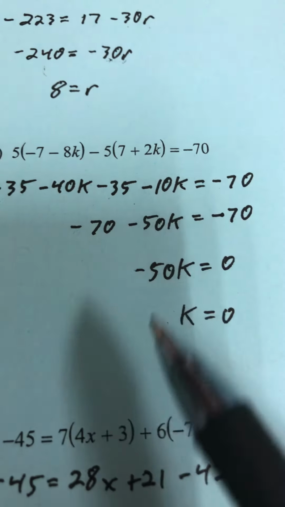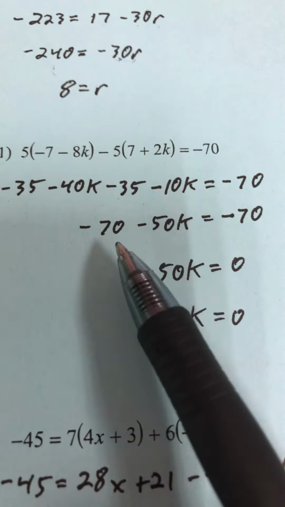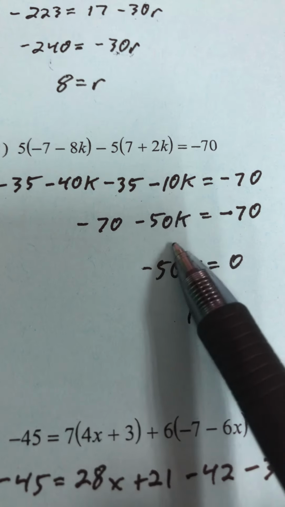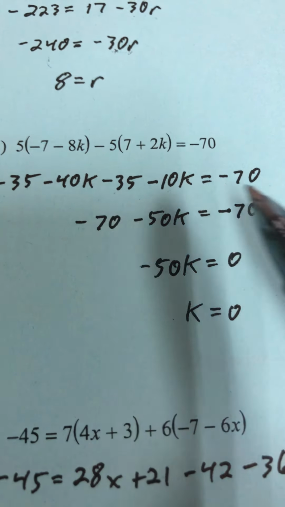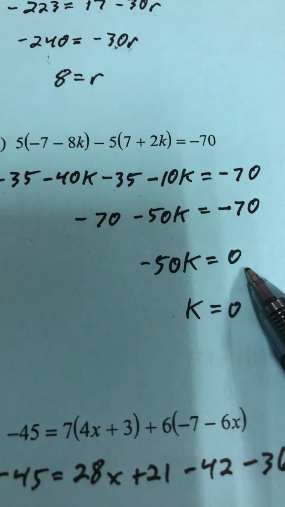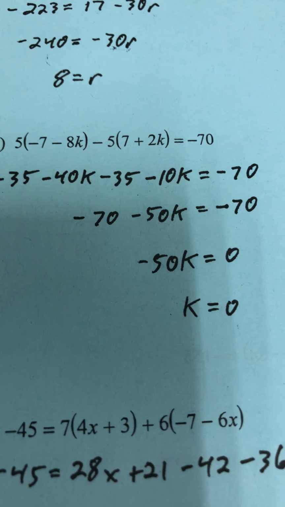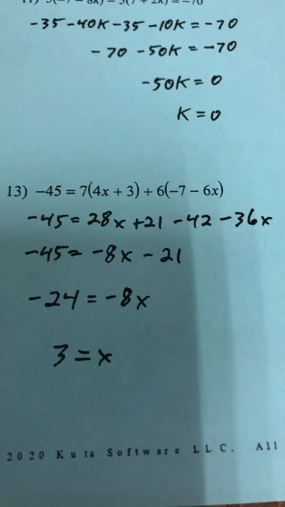Equals negative 70. I combine my like terms. So my negative 35 and negative 35 becomes negative 70. And then I have negative 40 minus 10 gives me my negative 50k. I add 70 to both sides. That gives me negative 50k equals 0. When I divide by negative 50, 0 divided by negative 50 is 0. So I did all that just to find out that k equals 0.